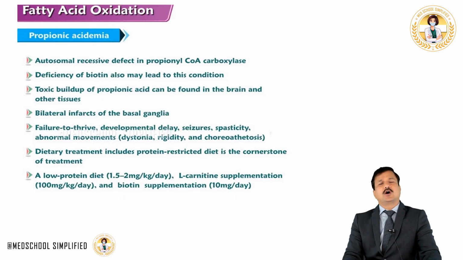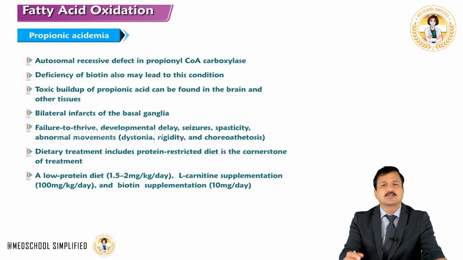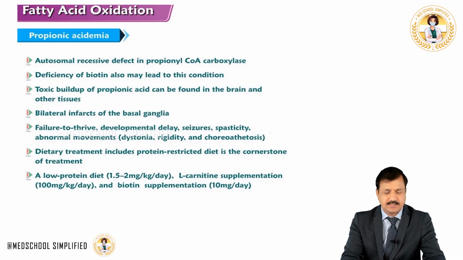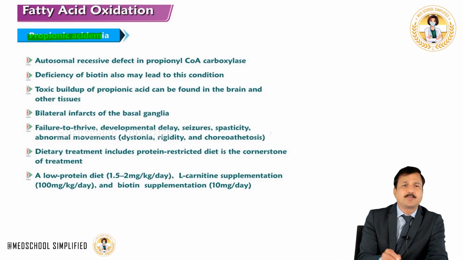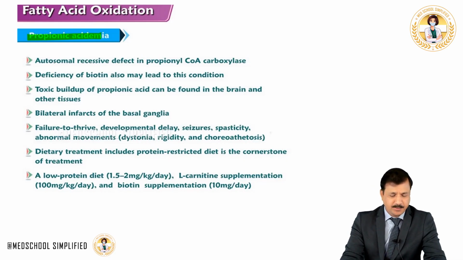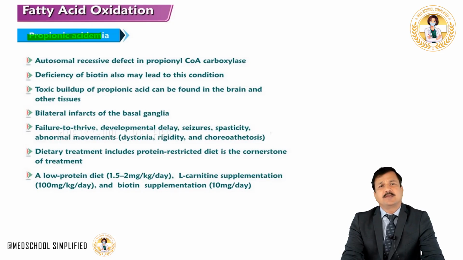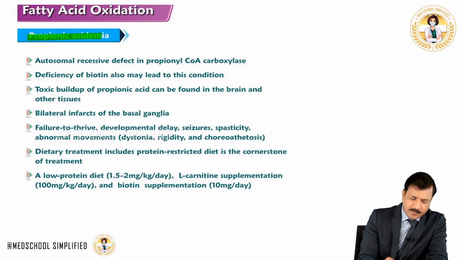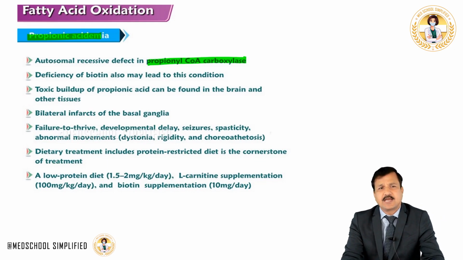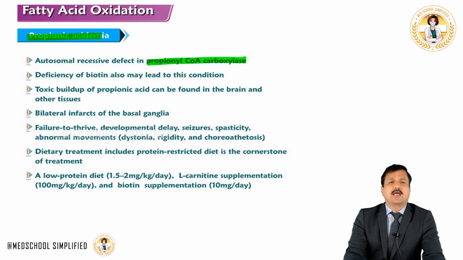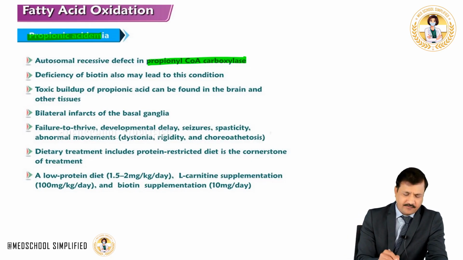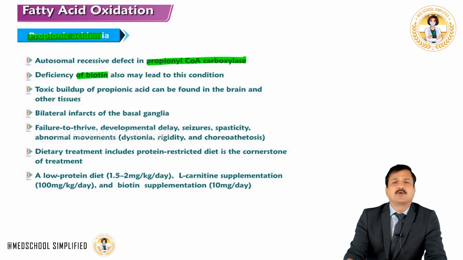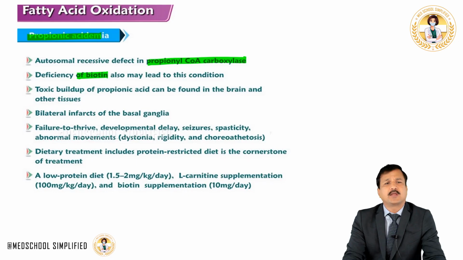Now let's get into diseases that are associated with oxidation of odd number carbon fatty acid. Our first disease here is propionic acidemia. What is propionic acidemia? It is an autosomal recessive condition, an organic acid disorder due to a defect in the propionyl-CoA carboxylase enzyme. Or it can be an acquired disease, where the acquired cause for propionic acidemia is deficiency of biotin, which can lead to decreased activity of propionyl-CoA carboxylase.